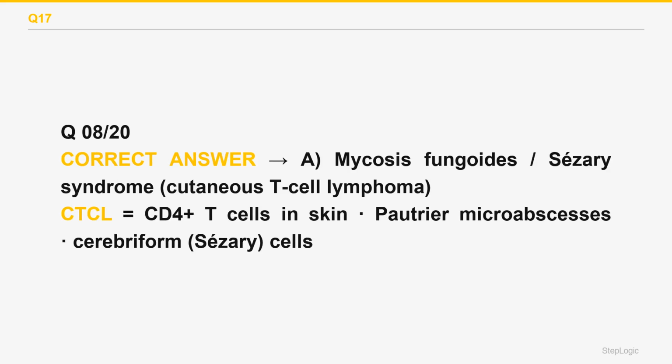The correct answer is A. The two defining microscopic clues are the Pautrier microabscesses, T cells clustered in the epidermis, and the cerebriform nuclei of the Sézary cells. Mycosis fungoides is the skin-limited form, Sézary syndrome is the leukemic, erythrodermic form with blood involvement. The chronic, slowly progressive skin patches with epidermal CD4 T-cell infiltration and cerebriform cells in the blood point to cutaneous T-cell lymphoma.